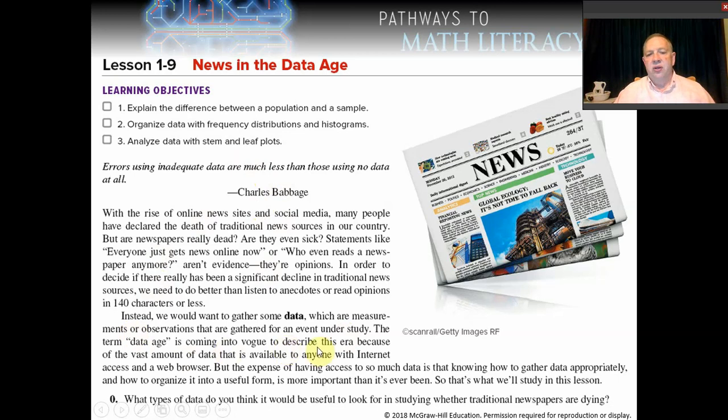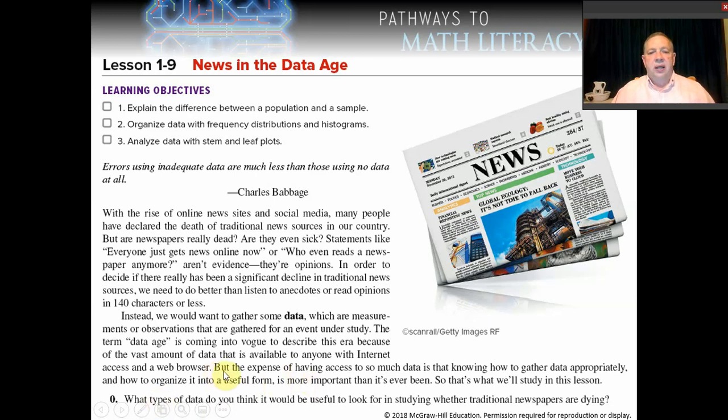The term data age is coming to vogue to describe this era because of the vast amount of data that is available to anyone with internet access and a web browser. One of the fastest growing areas of employment is this area called big data. And it's taking all the data. If you consider Amazon purchases, they just do a huge number of purchases a day, taking all that data and then understanding things through statistics. What was the average purchase value? What was some information from the user? They've got their account set up, their age group, what do they usually spend their money on. So gathering information out of that data is a pretty big area of study.